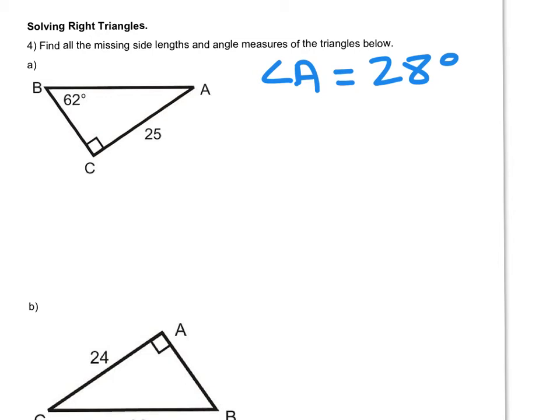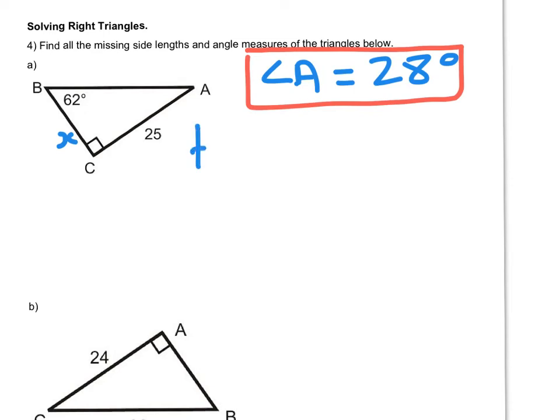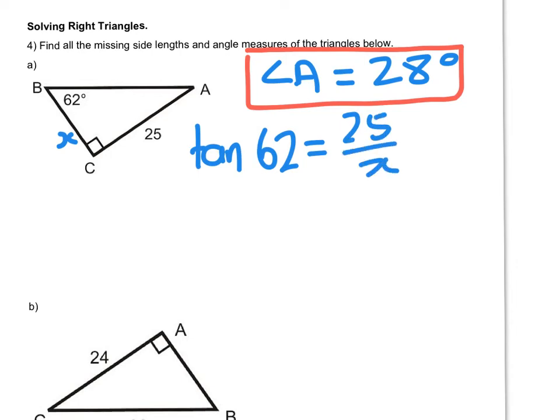Now, let's look at the side BC, and we're going to call that X. So I'm just going to box off A to show that that's the first thing that we needed to find is done. Okay. So if I want to find BC, I know the opposite, and I want to find the adjacent. So that's the tan ratio. Okay, I don't know the hypotenuse, so I can't use the hypotenuse in my ratio. So I'm going to say that tan of 62 is equal to 25, which is the opposite, over the adjacent, which is x.